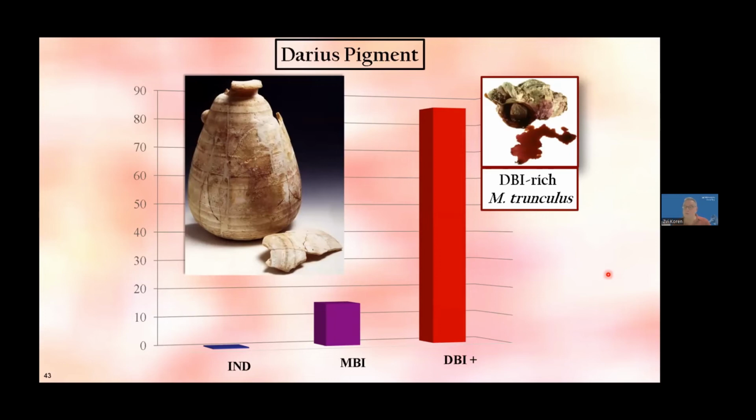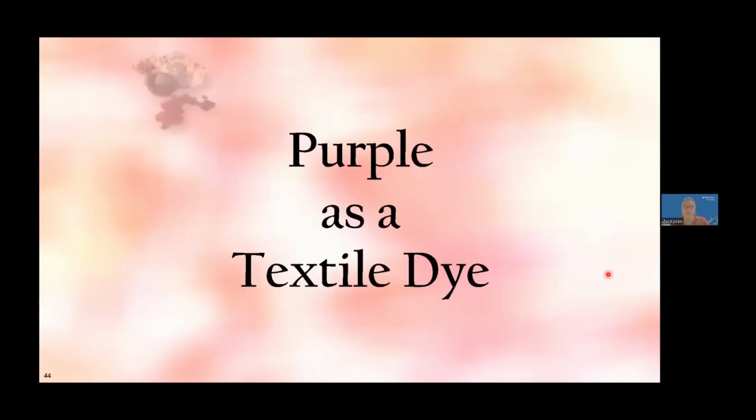So this paint pigment that we saw, the Darius pigment, you see that it is rich. First of all, it's reddish purple, obviously, to the naked eye, and once you know that it's a molluskan purple pigment, obviously there's a lot of dibromo indigo. So this is from a snail that I call dibromo indigo rich trunculus snail. As you can obviously see, it also has monobromo indigo.